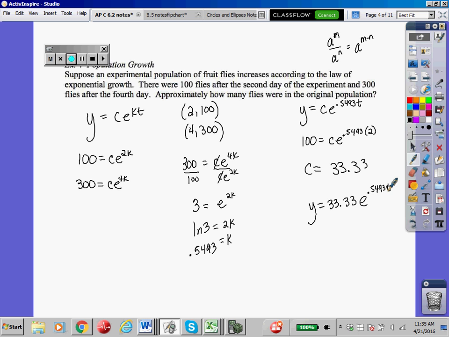Can we use the line? Yeah, you could use the line. But okay, wait a minute. The question says approximately how many flies were in the original population. We're not going to say 33.3, are we? No, you would say there were 33 flies. You see, C is the initial amount.